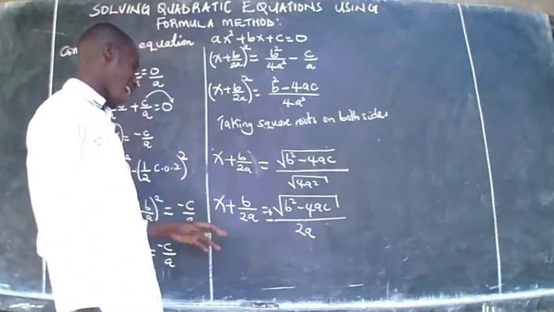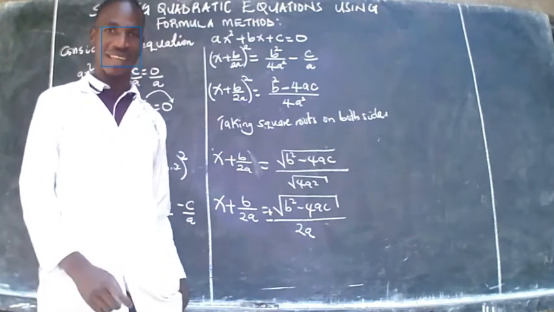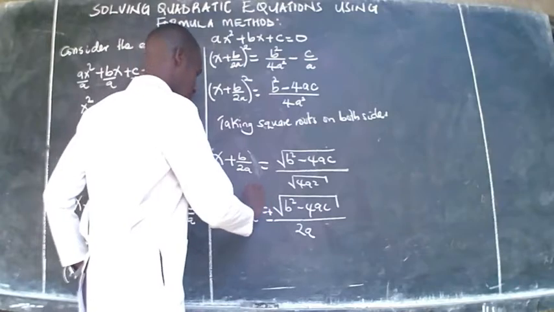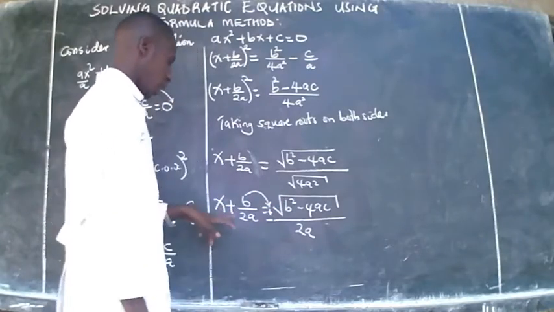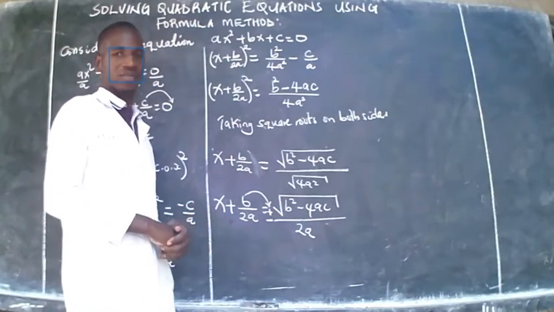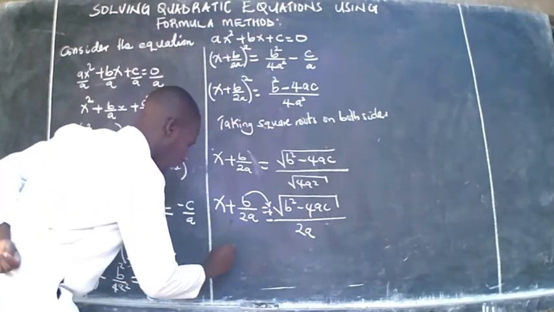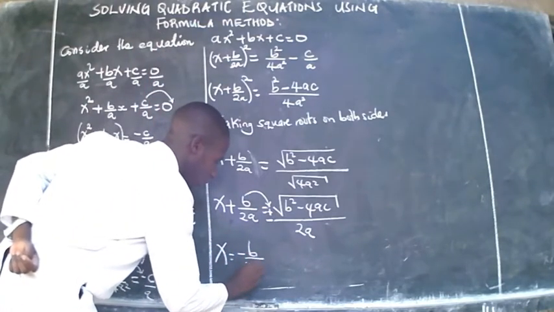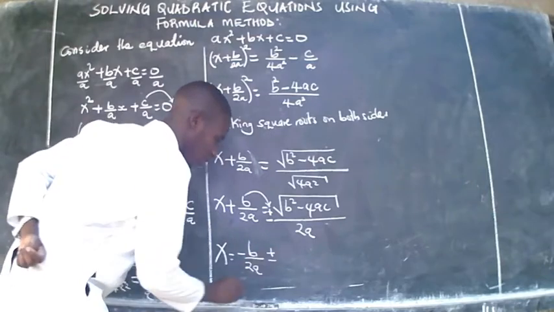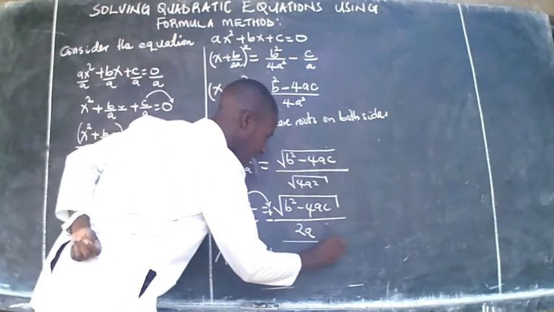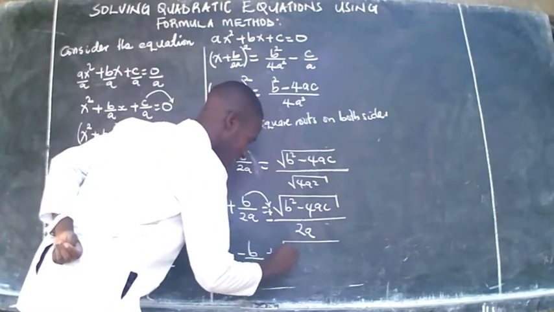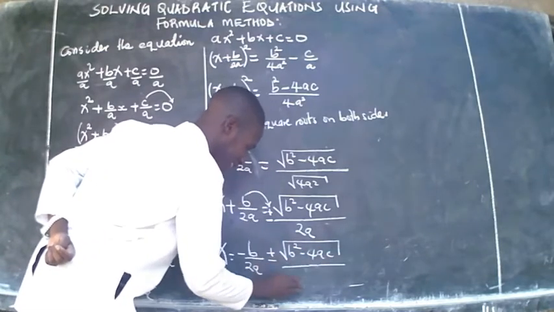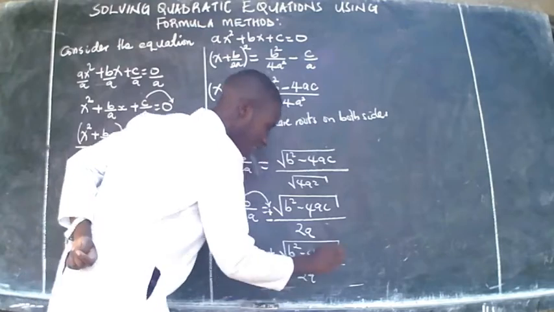Then after reaching there, remember we are interested in making x the subject of the formula. So that means we take this to the other side. It's positive, when it crosses to the other side it becomes negative. So we shall have x equal to negative b over 2a plus or minus square root of b squared minus 4ac, everything divided by 2a.